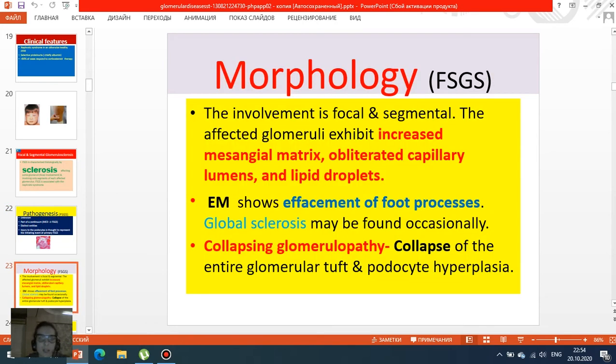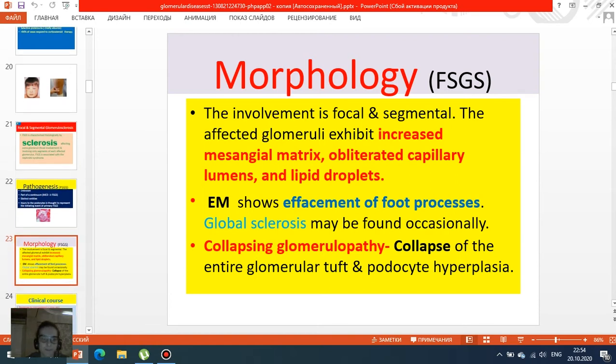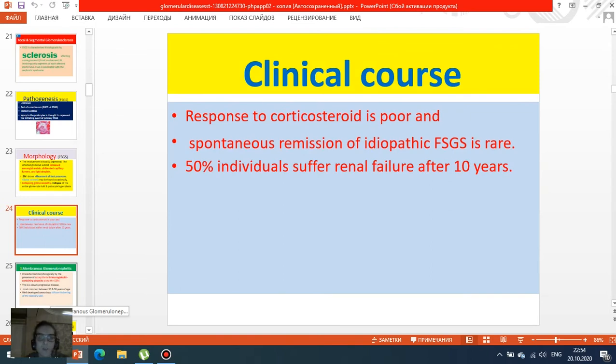The involvement is focal and segmental. The affected glomeruli exhibit increased mesangial matrix, obliterated capillary lumens, and lipid droplets, which shows effacement of foot processes. Global sclerosis may be found occasionally, and collapsing glomerulopathy, collapse of the entire glomerular tuft, and podocyte hyperplasia. Response to corticosteroid is poor, and spontaneous remission of idiopathic FSGS is rare, and about 50% of individuals suffer renal failure after 10 years.